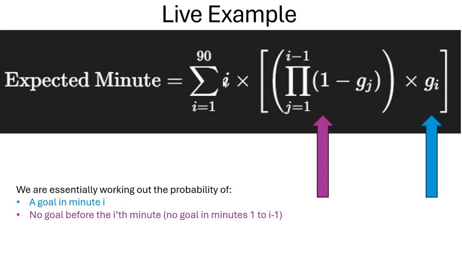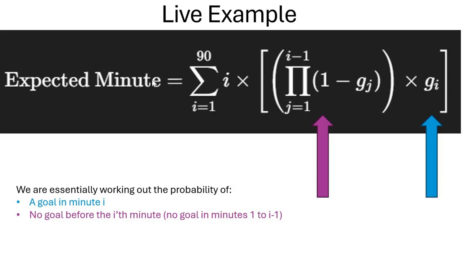Then all we need to do is times that by i, so that's the minute, so times that by 20. And obviously we'll do that for each minute. So for minute 21, you do the same thing: you take the product from 1 to 20, times that by the probability of a goal being scored in minute 21, and times that by 21. All the way through, you do that from 1 to 90, and all we're going to do is sum up all the values from 1 to 90 of i times no goal, times goal, and that will give us our expected minute.